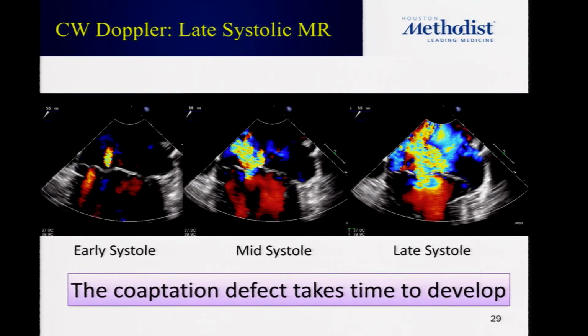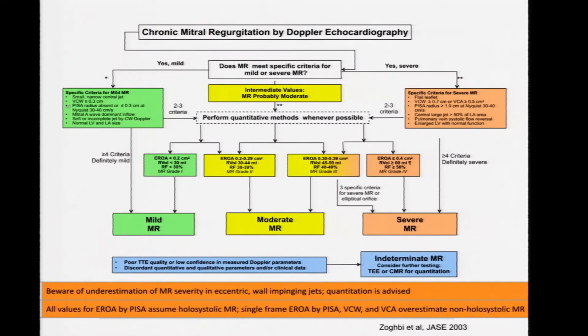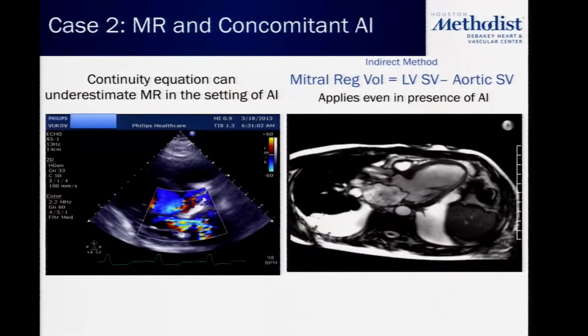And so obviously that's where using something like CMR, where you're simply integrating the total volume of reverse flow that's occurring throughout the entire cardiac cycle, can be useful. And again, the guidelines have these two caveats put in there, which is eccentric jets, be careful, and non-holosystolic jets, be careful as well.